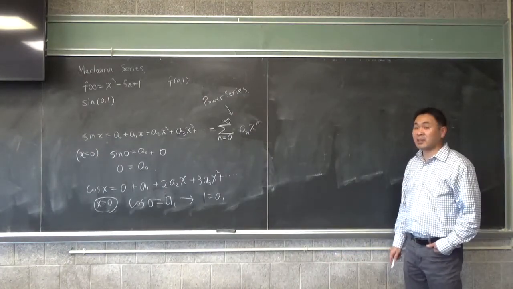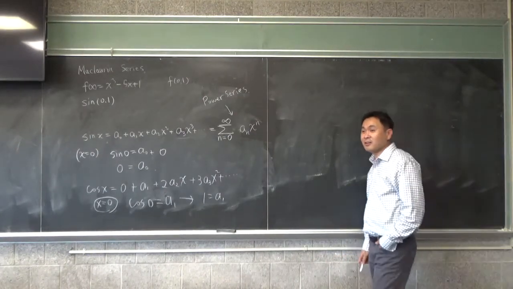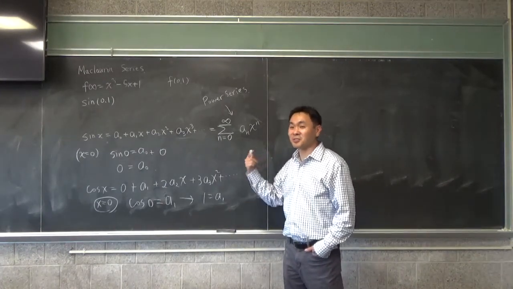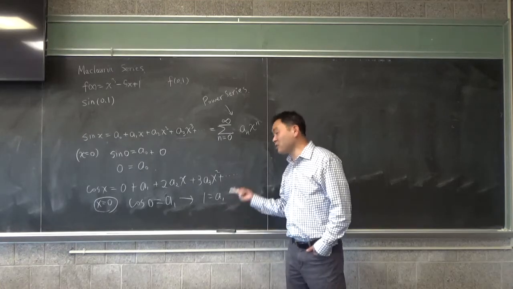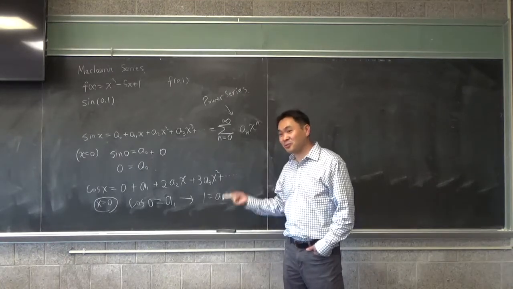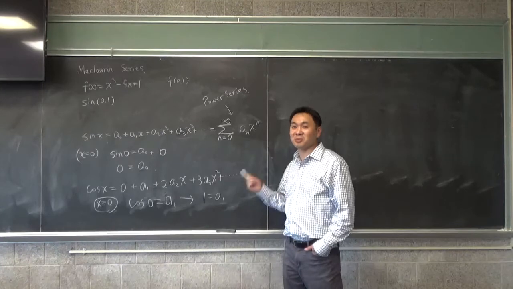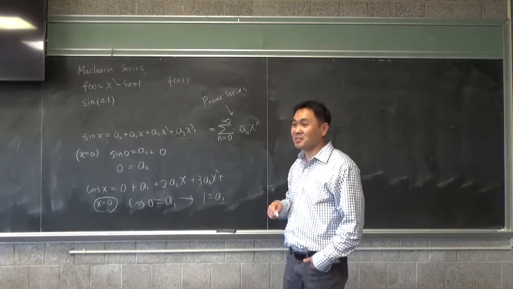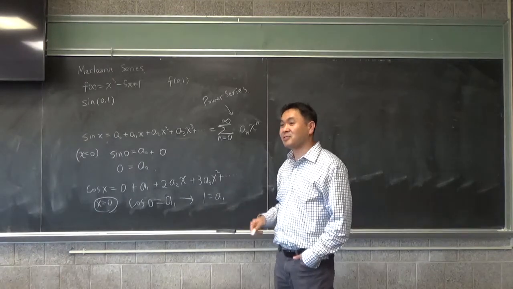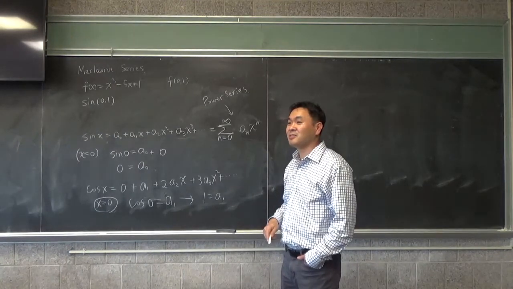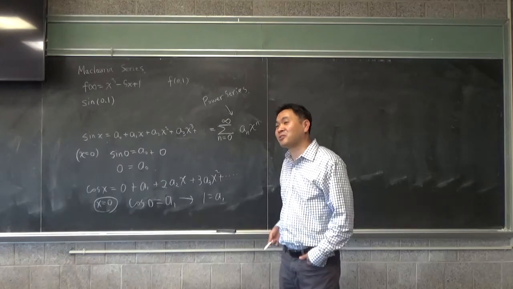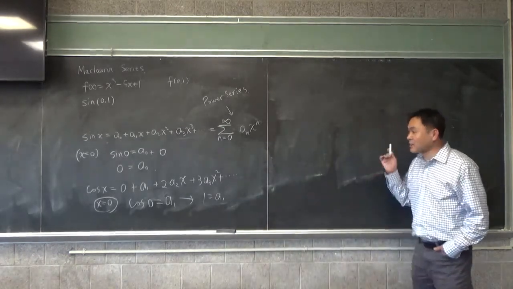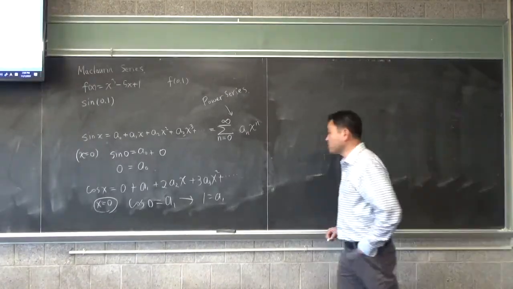Now, how can we find A2 then? Differentiate again, and then you plug in x equals 0. And then how do you find A3? Differentiate and plug in 0. But if you differentiate the second time, you get negative sine x, right? And if you put in 0, negative sine of 0 is equal to 0? Yeah, so you're going to get A2 as 0. All right, so I'll give you some time to try this. Find A2 and A3.